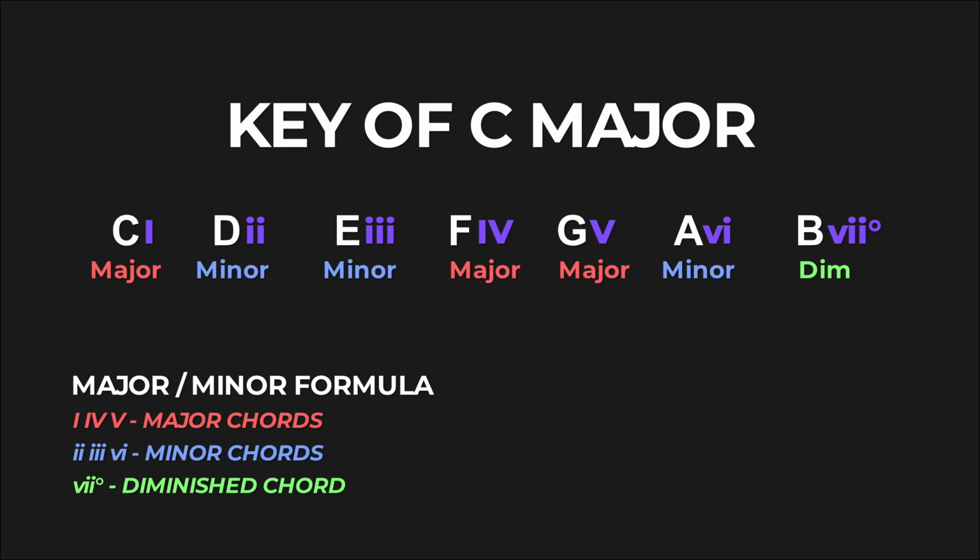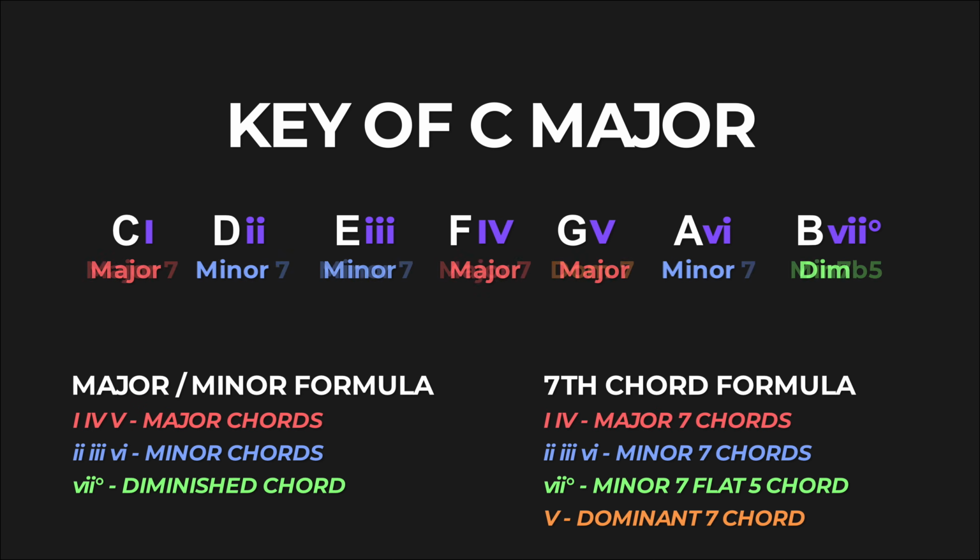Now, there are also diatonic 7th chords for each key as well. This just adds a little extra flavor to each existing chord by adding another note from the key to each chord. And the 7th chord formula follows the major minor formula you already know, but with one little adjustment. So let's go back to our key of C major. Our 7th chord formula turns our 1 and 4 chords into major 7 chords, our 2, 3, and 6 into minor 7 chords, and our 7th chord into a minor 7 flat 5 chord, which you already know from before.